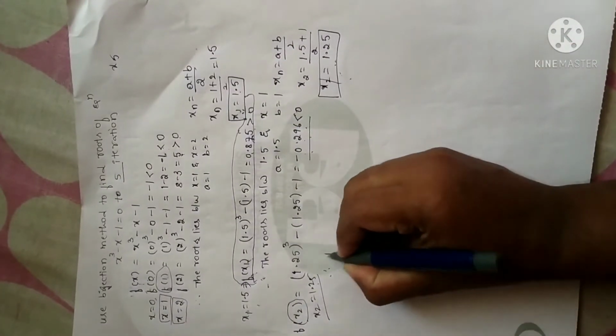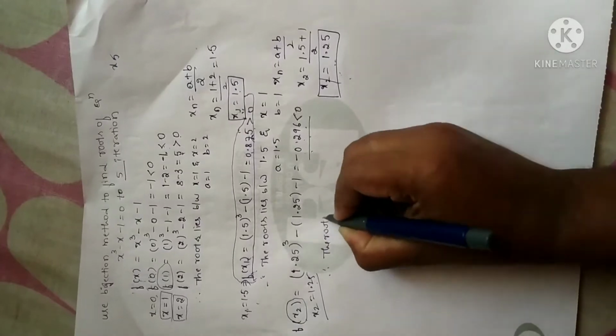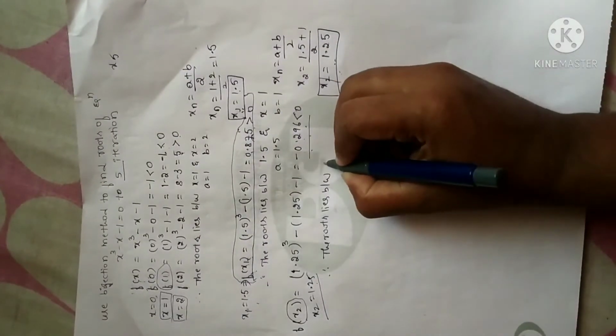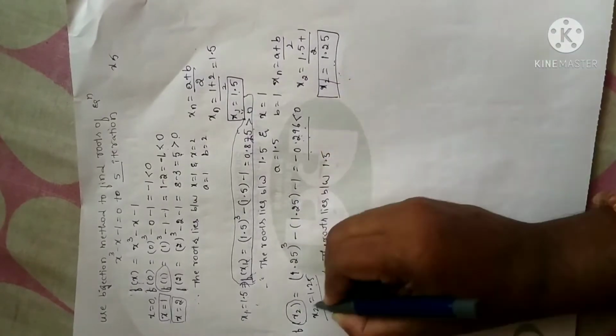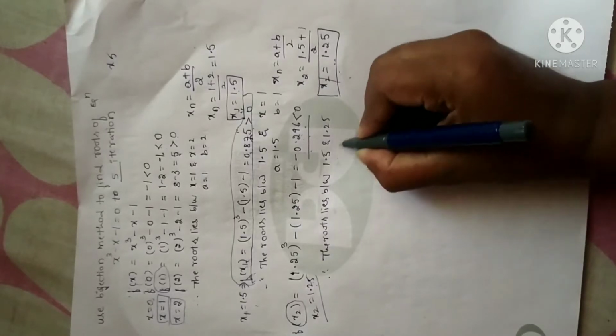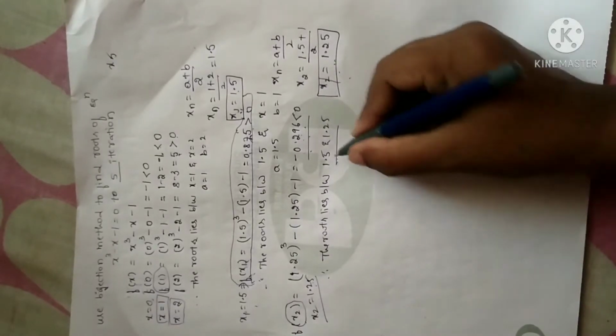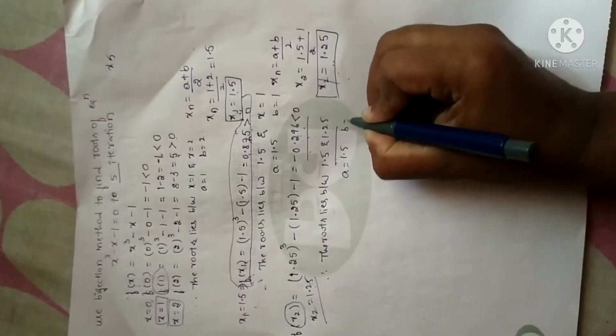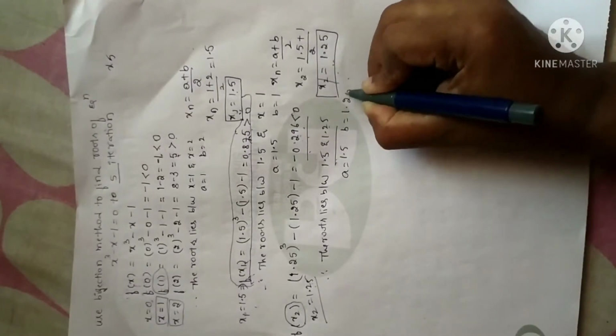Therefore, I can write that the root lies between. Here the positive value is when x is 1.5. Here the negative value is when x is 1.25. Therefore, the root lies between 1.5 and 1.25. Now, for the next step, the value of a is 1.5 and the value of b is 1.25.